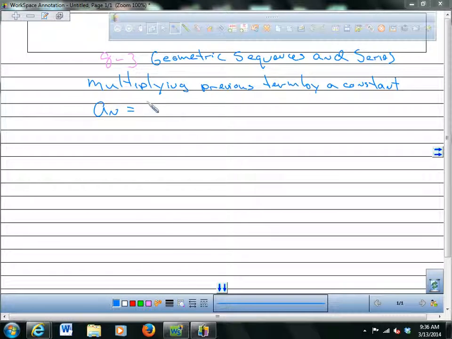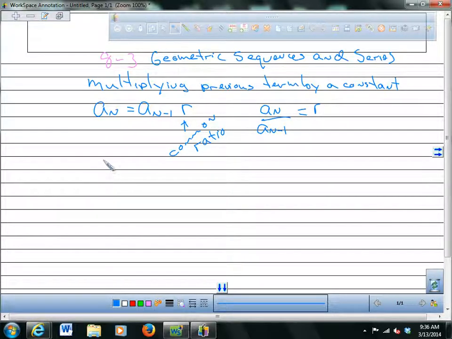The way it's defined is a sub n equals a sub n minus 1 times r, which means you take the previous term and you multiply by r, and r is called the common ratio. To find r, all you'd have to do is take a sub n and divide it by the previous term, and that would give you r. Algebraically, that's the way you would do it.